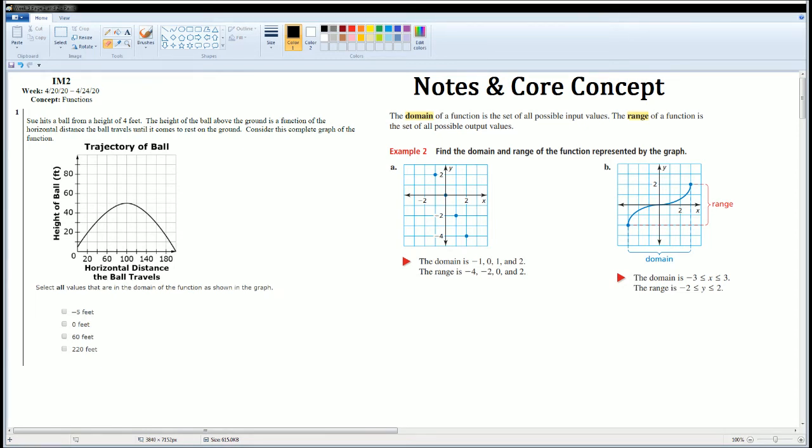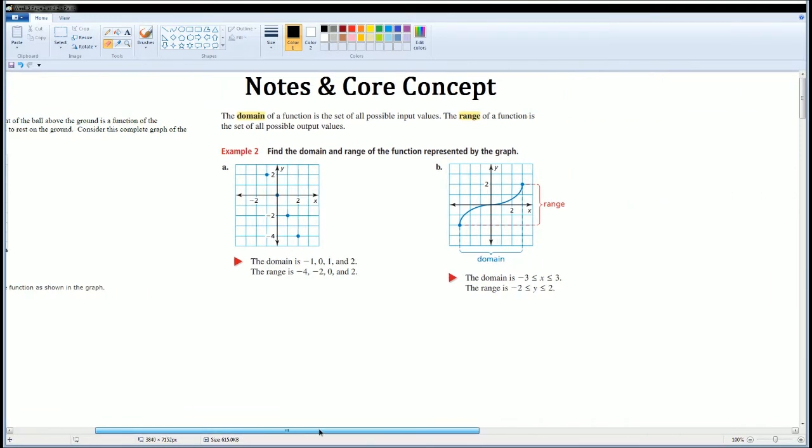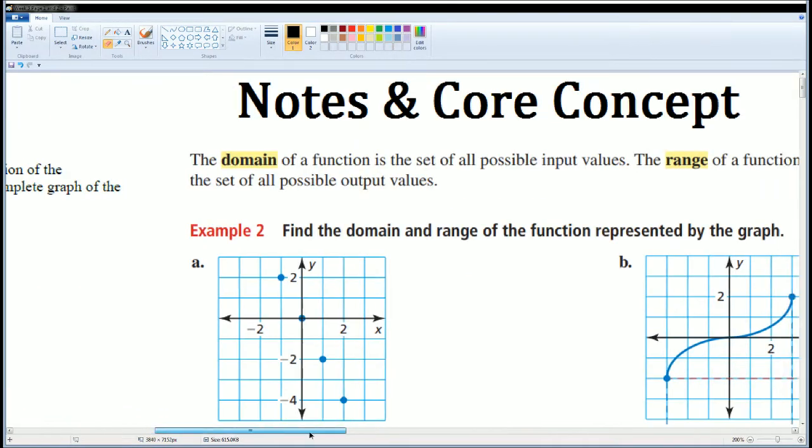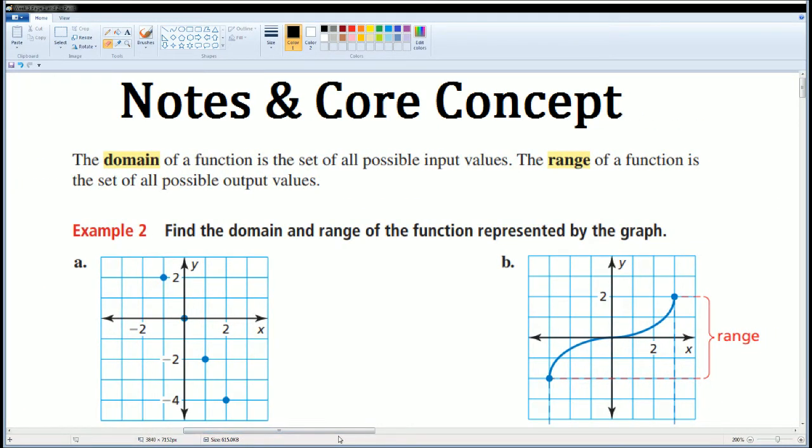Before we start, I want to give you some of the notes and core concepts that you're going to need to be able to do these problems. First of all, let's talk about what the domain of a function is and what the range is. The domain of a function is the set of all possible inputs. Take a look at this word, it's very important: input values.